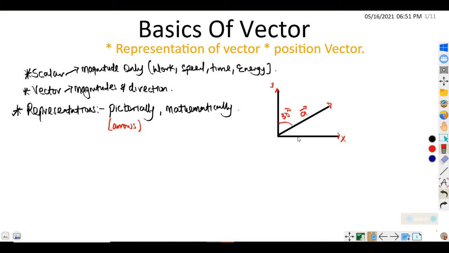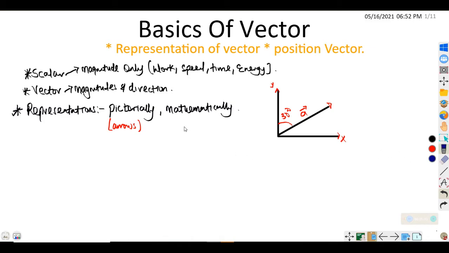So here we say vector A has a magnitude of A and a direction of 30 degrees. That is the way we represent a vector pictorially. So using arrows, we say vectors are represented pictorially.